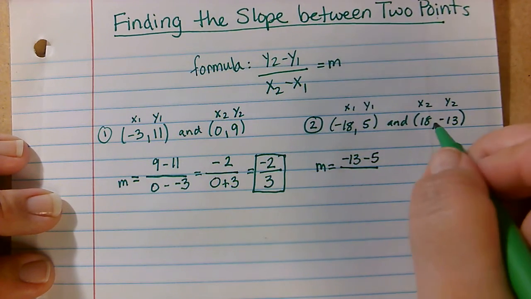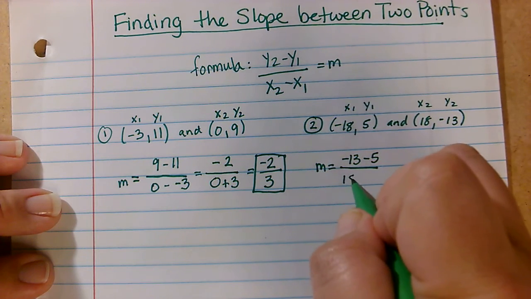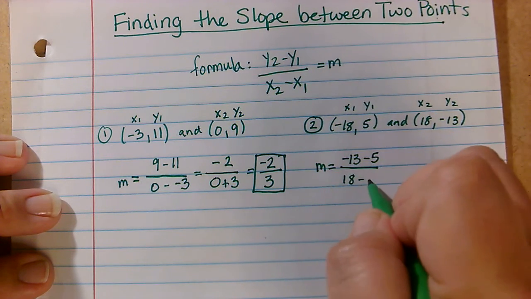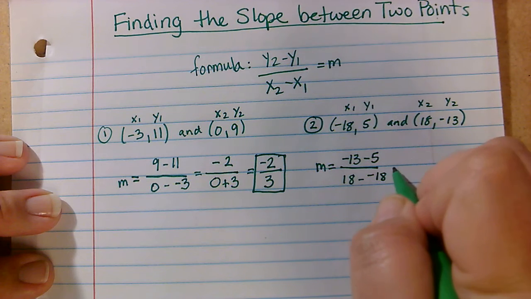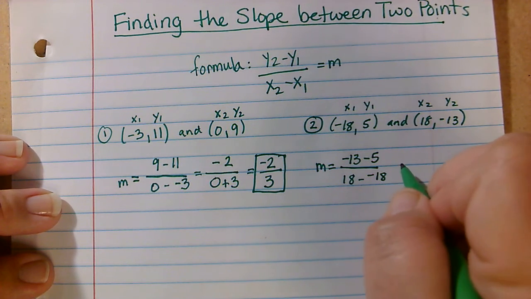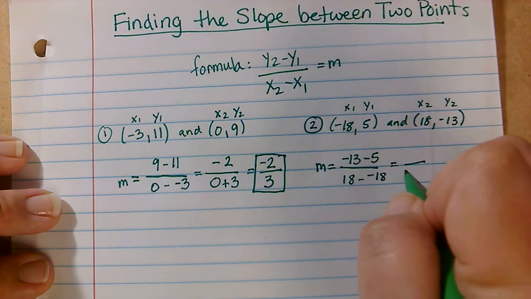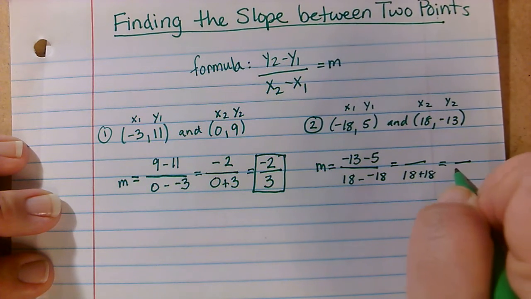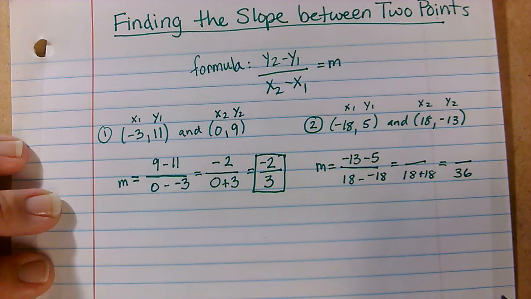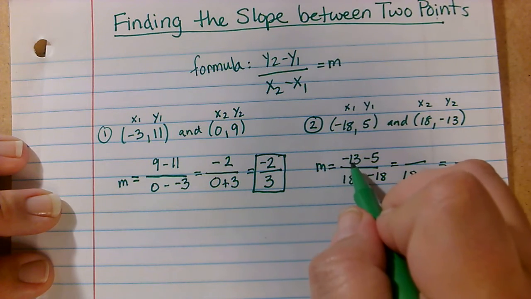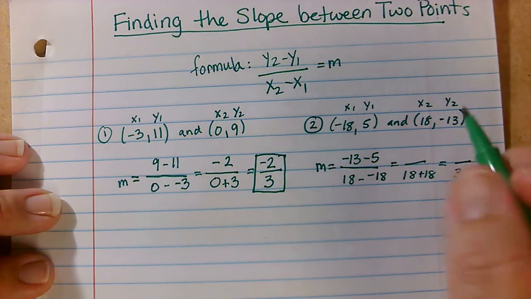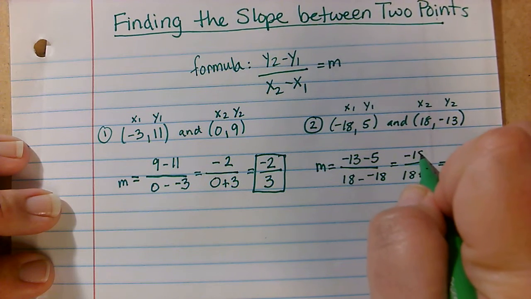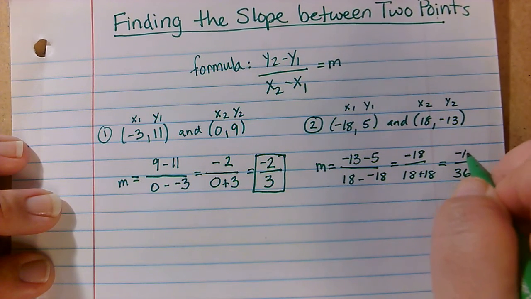In the denominator, I'm going to get positive 18 minus -18. Again, I have that minus negative happening in the denominator, so that really means I'm going to be doing 18 plus 18, which we know is 36. And in the numerator, I've got -13 minus 5, so I'm going more negative. I'm going to have -18 in the numerator.